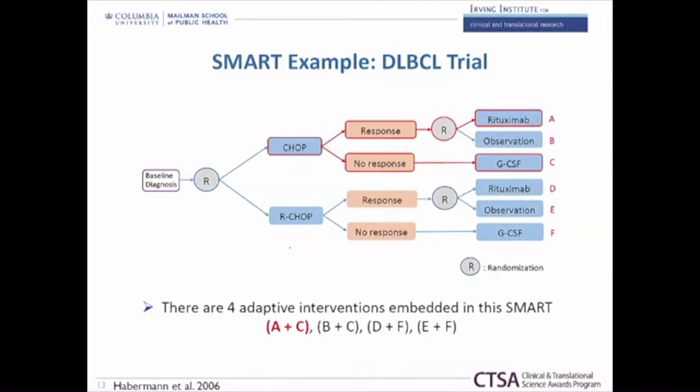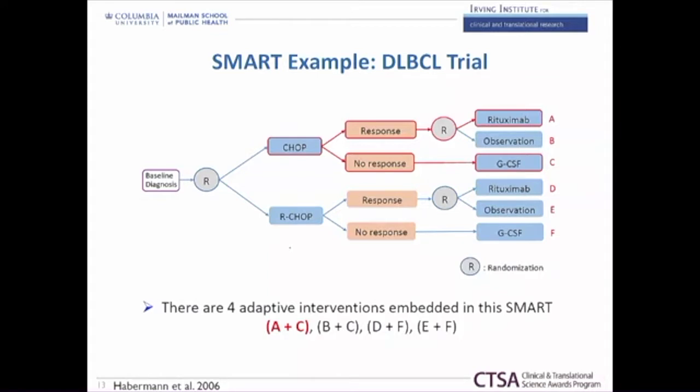You can see here is an example of a 2-stage SMART for those lymphoma patients. Under this design, patients who enroll in the trial were first randomized to receive CHOP or R-CHOP, which is rituximab plus CHOP, for 8 cycles at stage 1. At the end of stage 1, an intermediate evaluation was given to each patient, and the patients were classified as responders and non-responders based on the definition we mentioned in previous slides.